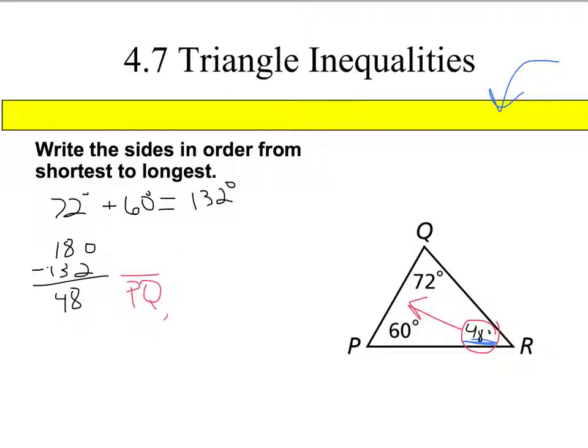Okay, then moving up, our next largest angle is 60 degrees, angle P, which means the opposite side is side QR. Last but not least, we are looking for the largest angle measure, which is 72 degrees, which is opposite the longest side, which is PR. Don't forget that. The largest angle is opposite the longest side. The longest side is opposite the largest angle. Awesome.